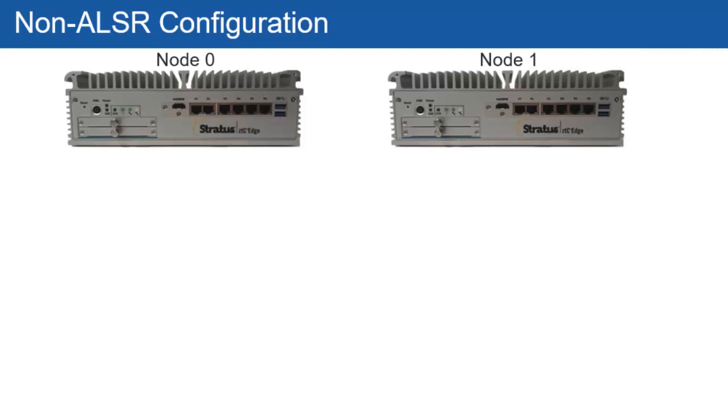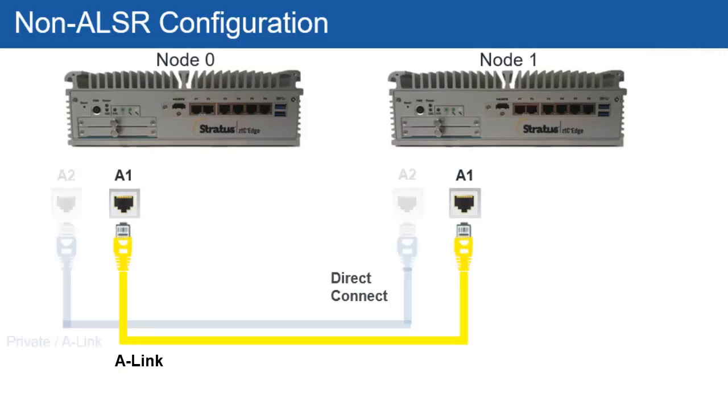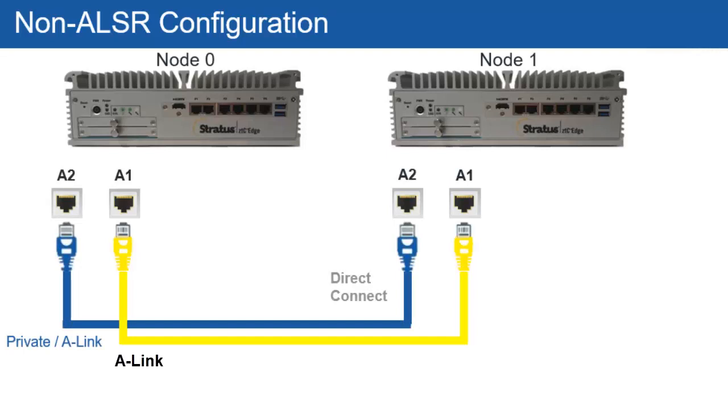Communication between the nodes occurs over two networks. The A-Link network, which is directly connected from Node 0's A1 port to Node 1's A1 port, and the private/A-Link network, which directly connects Node 0's A2 port to Node 1's A2 port. Please note that the A1 and A2 network ports are located in the rear of the ztC Edge 110i system.